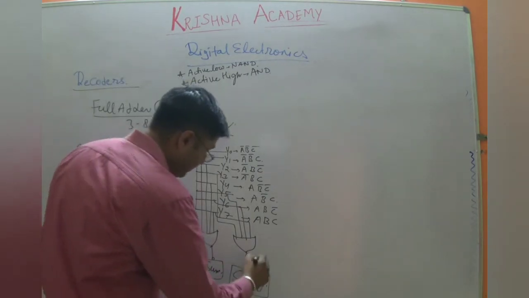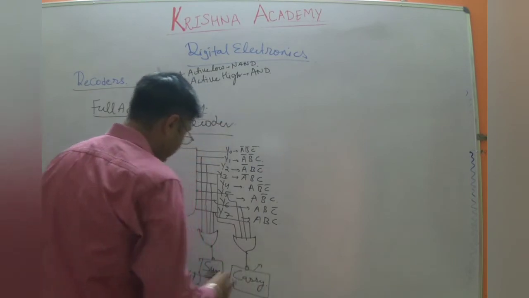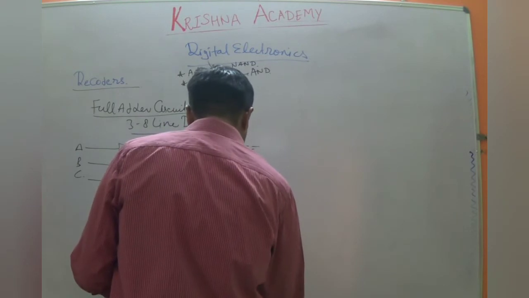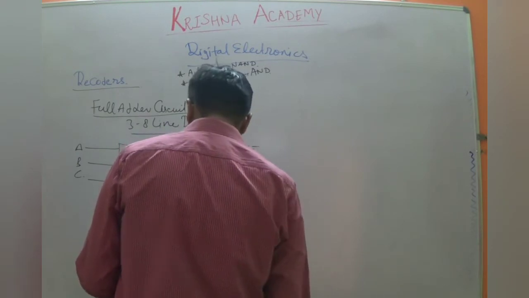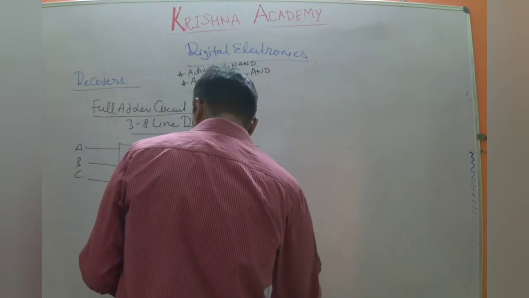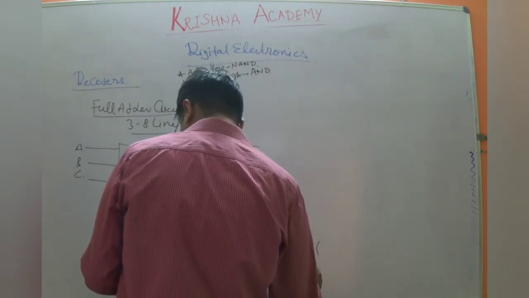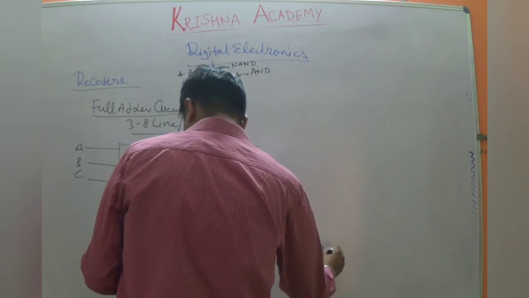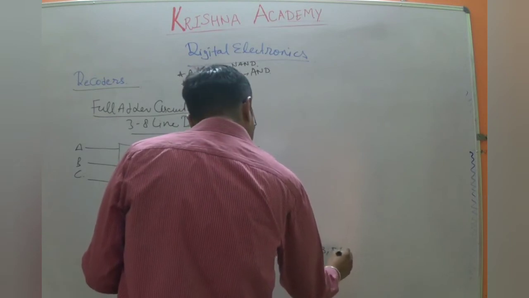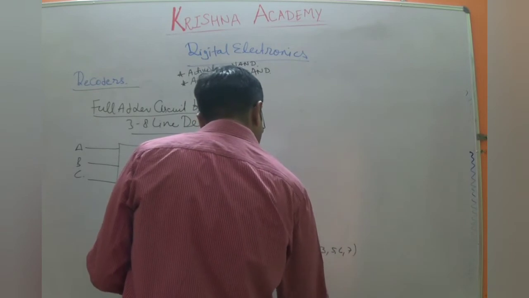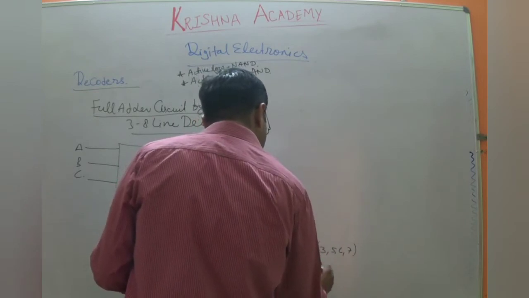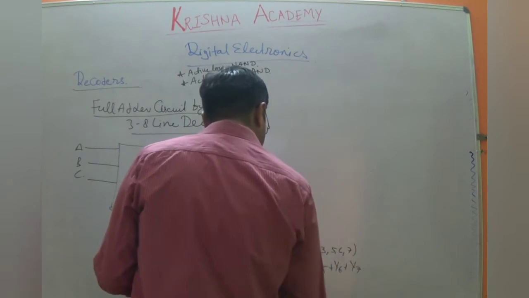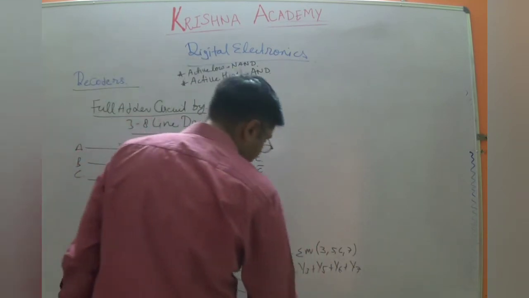For the carry part, the equation will become sigma m 3, 5, 6, 7, that is y3 plus y5 plus y6 plus y7. For the carry part.